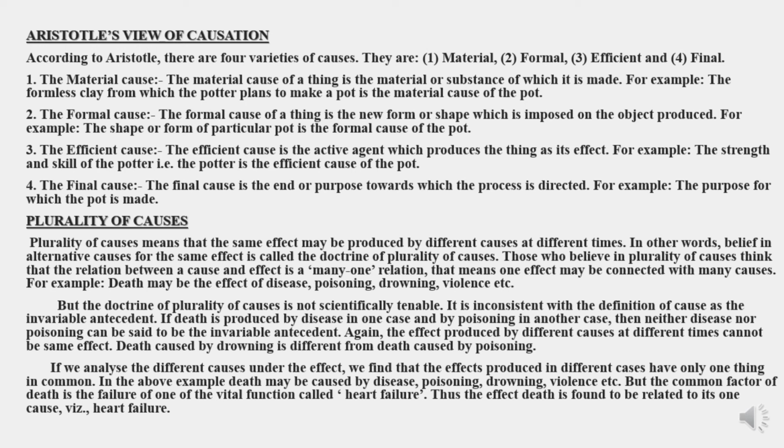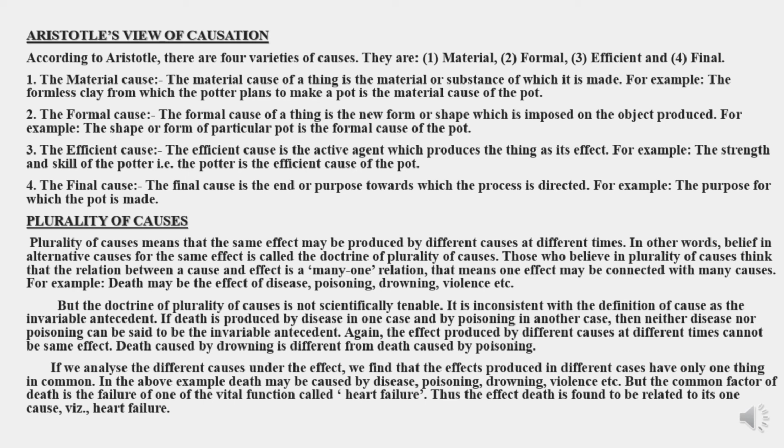But the doctrine of plurality of causes is not scientifically tenable. According to the scientist, the relation between the cause and the effect cannot be a many-one relation. It is and it must be a one-one relation. Ordinarily, different causes seem to produce the same effect, but scientifically it is not so. So, the plurality of causes is inconsistent with the definition of cause as the invariable antecedent. If death is produced by disease in one case and by poisoning in another case, then neither disease nor poisoning can be said to be the invariable antecedent.